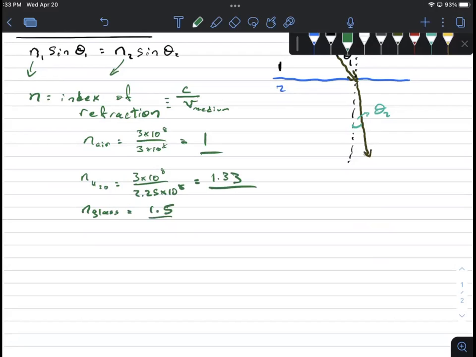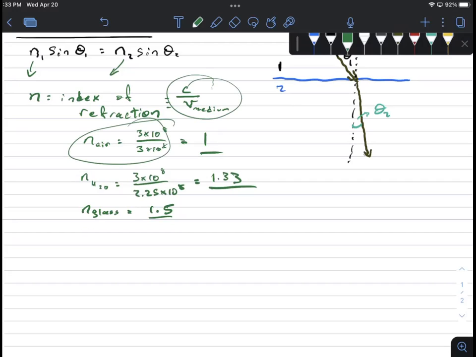Okay. You don't need to know this. We're not going to use this equation much, if at all. I just want you to know what it means. When you see the index of refraction, it's basically a measure of how fast light travels in that medium. The slower it is, the bigger the index of refraction.